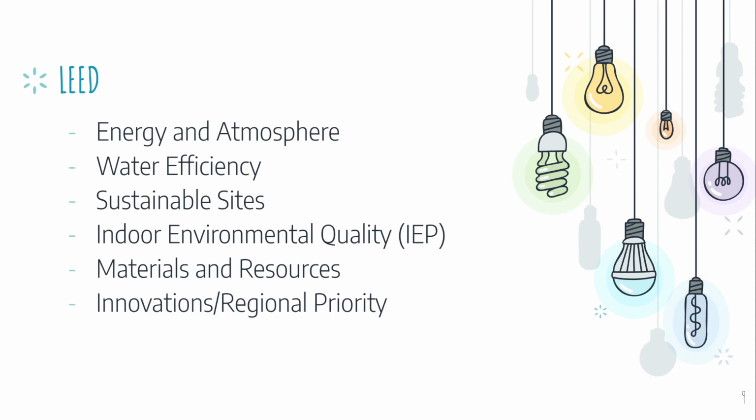Water efficiency, which is again about reduction of water and potentially reusing water in gray water systems. Sustainable sites, which is thinking about the ground or the site that the building is on. Indoor environmental quality, which is thinking about the air quality, the lighting, the temperature within the building, and just the inside of the building in general. How comfortable is it for people to be in?